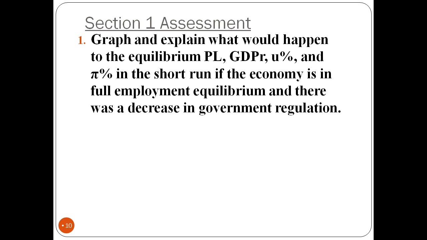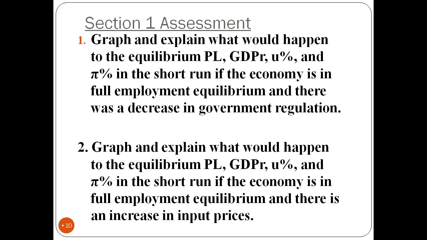All right, let's move on to the assessment here. For number 1, we're going to go back to just graphing AD-AS graphs, shifting the short-run aggregate supply curve the correct way, and telling me what happened to price level, real GDP, unemployment, and inflation. So we're going to graph and explain what would happen to the equilibrium price level, real GDP, unemployment, and inflation in the short run if the economy is in full employment equilibrium and there was a decrease in government regulation. So go ahead and shift the short-run aggregate supply curve the correct way and tell me what happens to price level, real GDP, unemployment, and inflation.